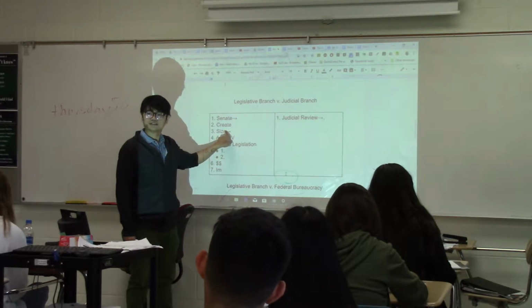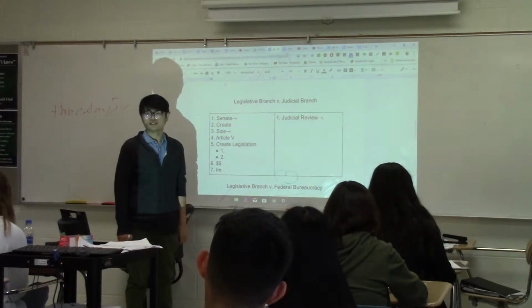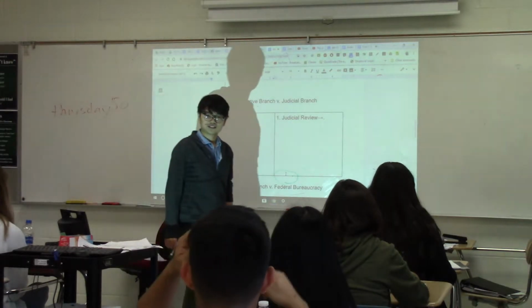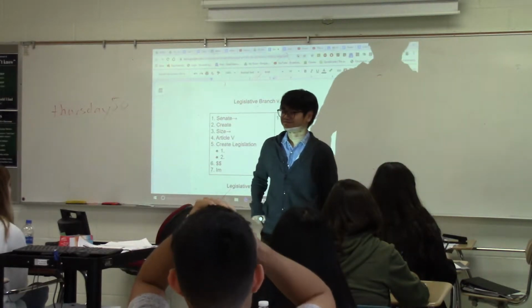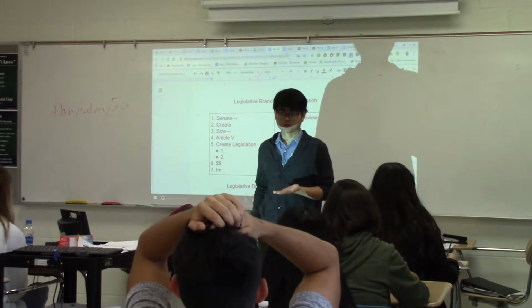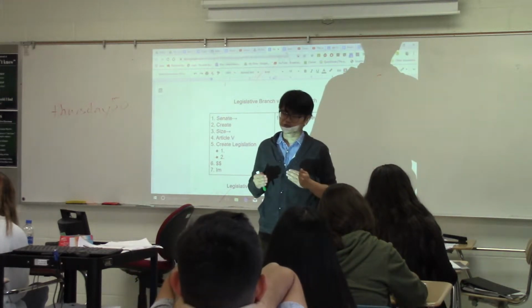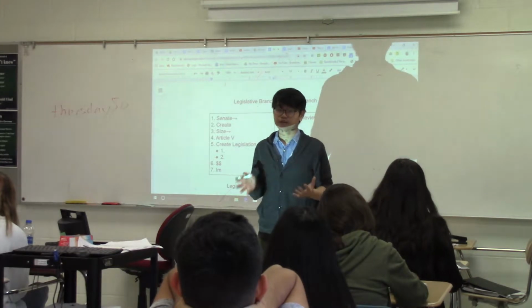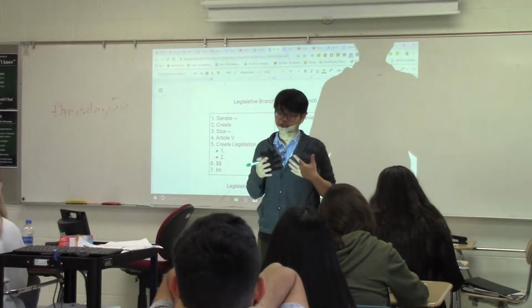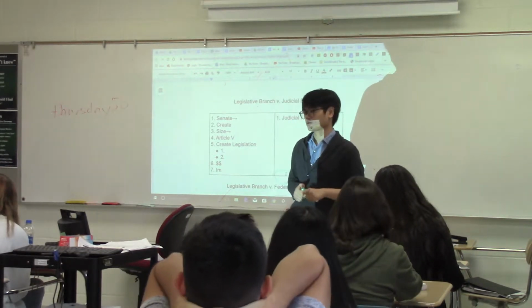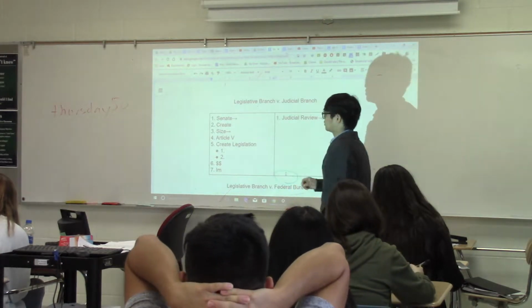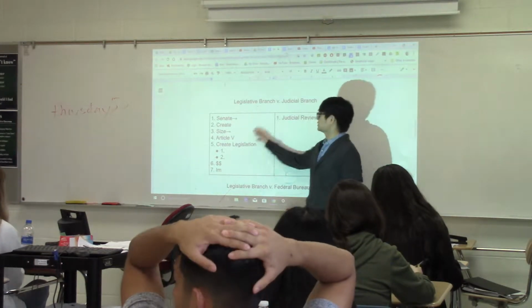They can create what? They can create lower courts. They can create the inferior courts. Not only can they create inferior courts, they can decide what kind of power they have. What's that word? Jurisdiction. What kind of jurisdiction these lower courts have. The entire existence of the lower federal courts depends a lot on Congress.